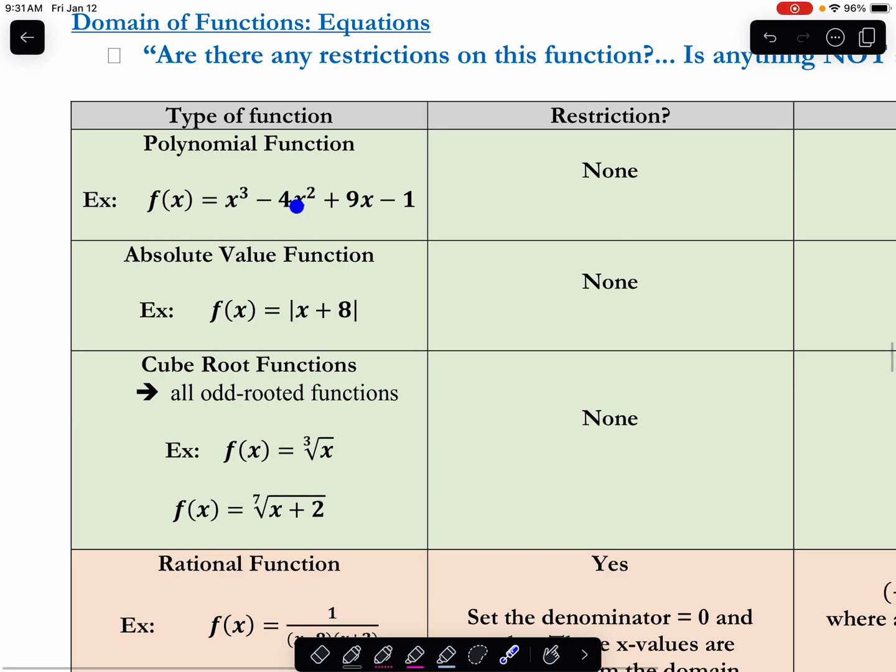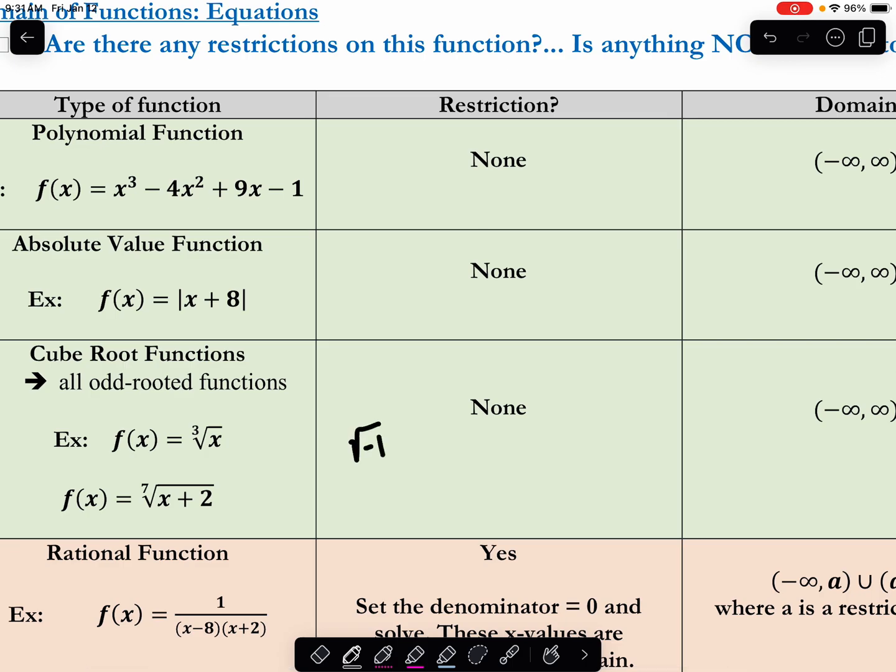So any x value can be plugged into polynomial functions. Any x value can be plugged into an absolute value. And any x value we can take the cubed root of. For example, we can take the cubed root of a negative, right? The cubed root of -1 is -1. The cubed root of -8 is -2. The cubed root of 0 is 0. The cubed root of +8 is 2. So we can take cubed root and really odd roots of negative, 0, and positive numbers.